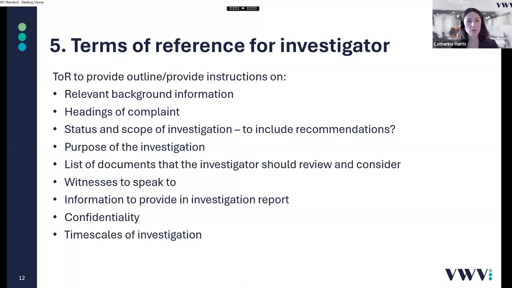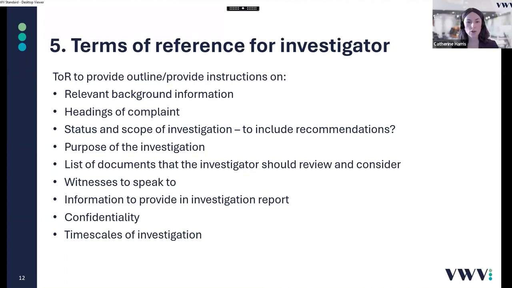The terms of reference will also set out the purpose of the investigation. So that's to undertake a full, fair and impartial investigation, and also to produce a written report into the complaints made. It should provide a list of the documents and witnesses that the decision maker wants the investigator to speak to, but it should also make it clear that the investigator should follow the evidence, which we'll come to look at in the next slide.